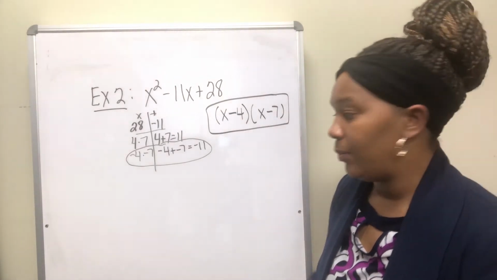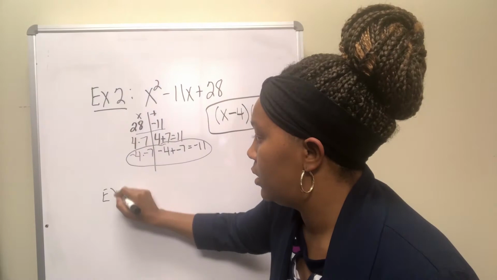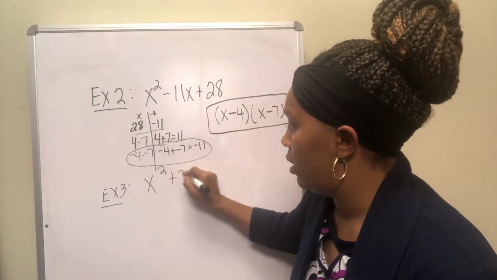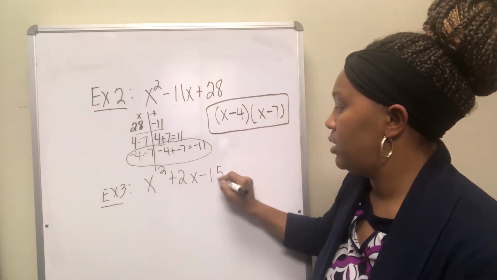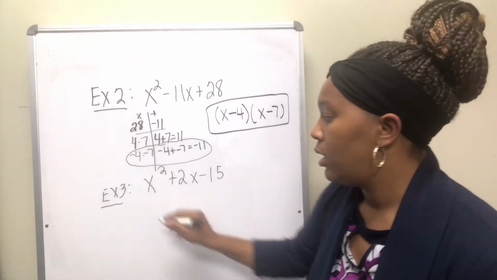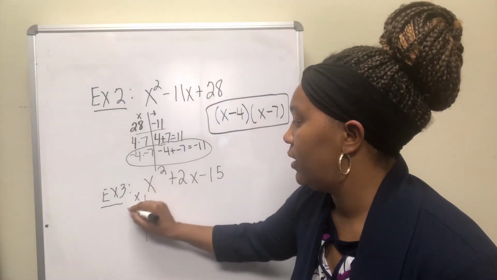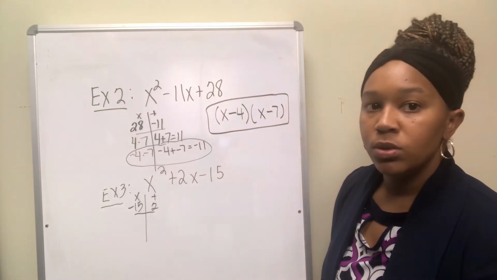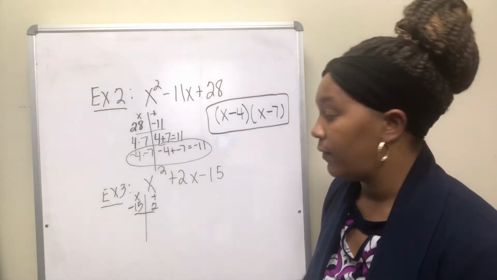All right, example 3. We want to factor x squared plus 2x minus 15. Again, there are 3 terms. The leading coefficient is 1. So I want to find factors of negative 15 that add to 2. So start listing your factors of negative 15.